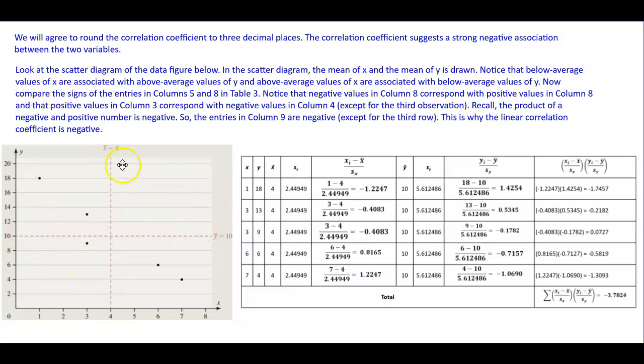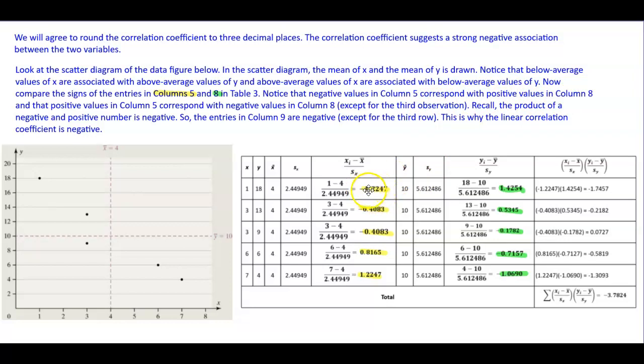Notice that below average values of x, which are to the left here, are associated with above average values of y, and above average values of x are associated with below average values of y. Now compare the signs of the entries in columns 5 and 8. So here is column 5, and then column 8 are the values in column 8.